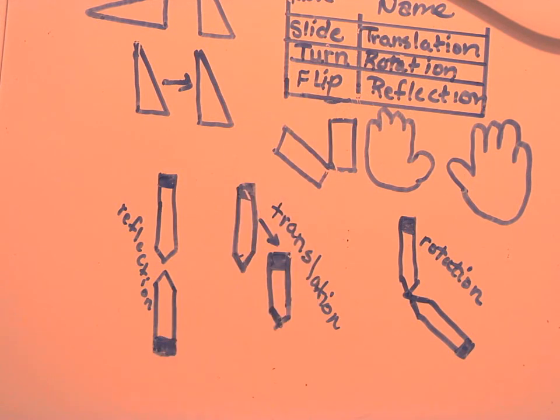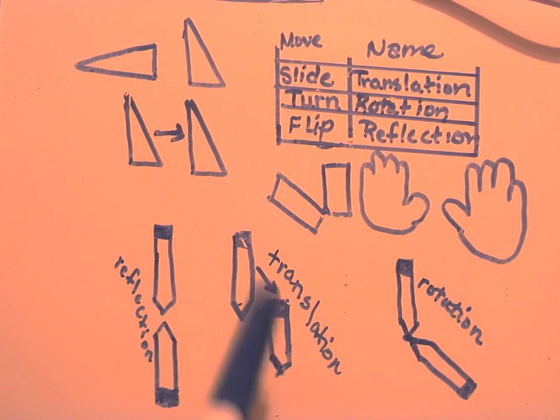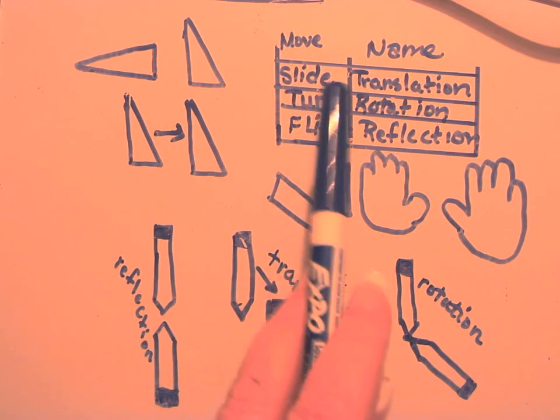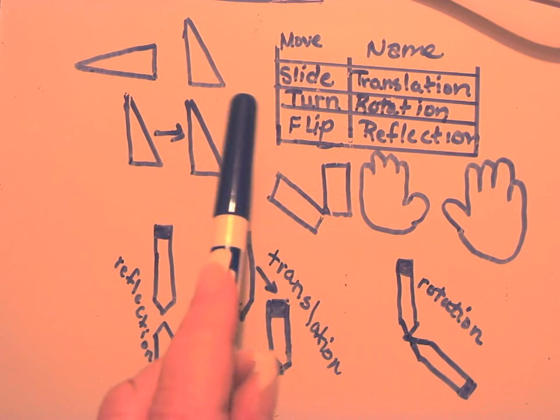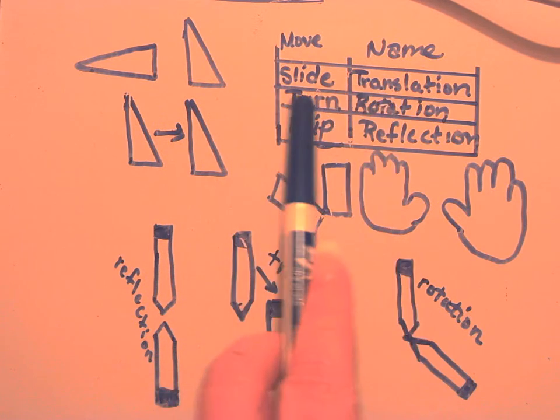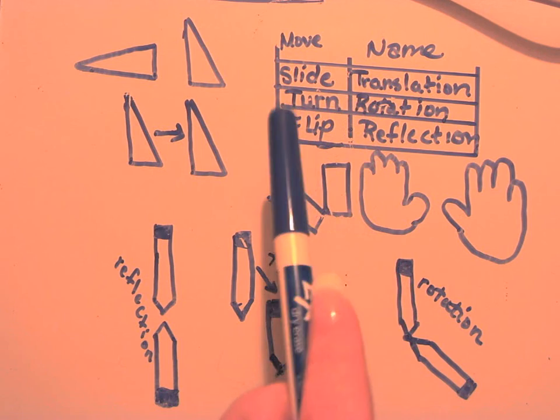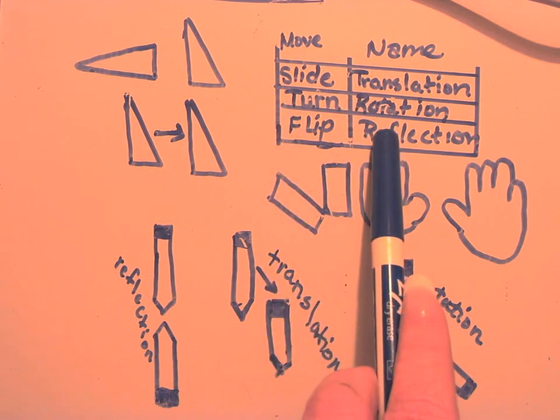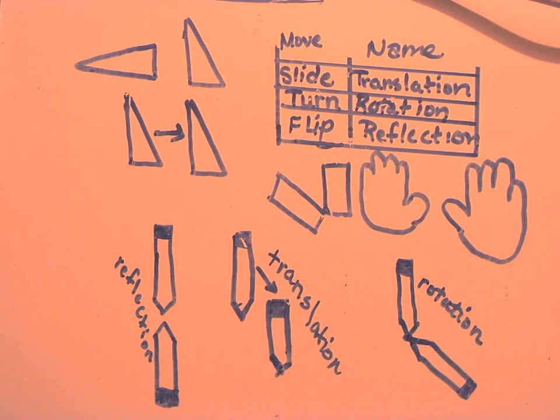So today's lesson, we looked at the orientation, the position of a geometric object. It's either going to slide and be a translation, turn, which is a rotation, or flip, which is a reflection. And that's the end of our lesson.